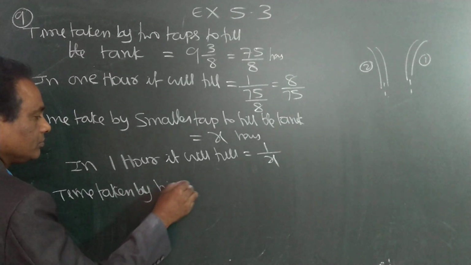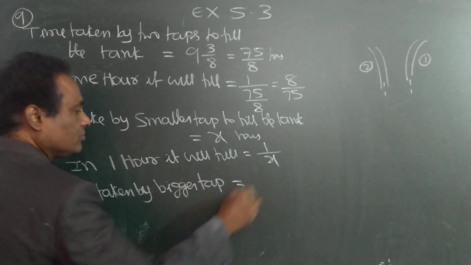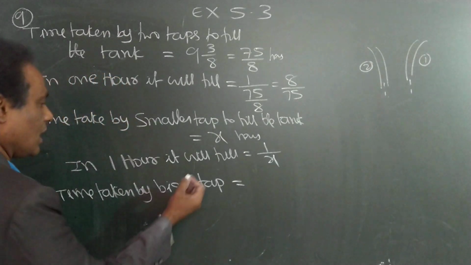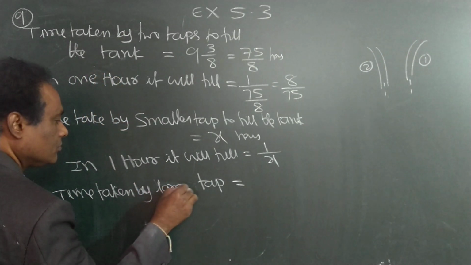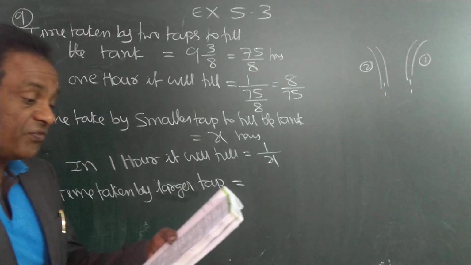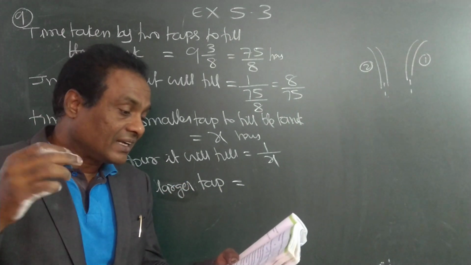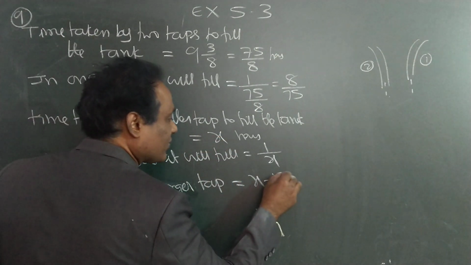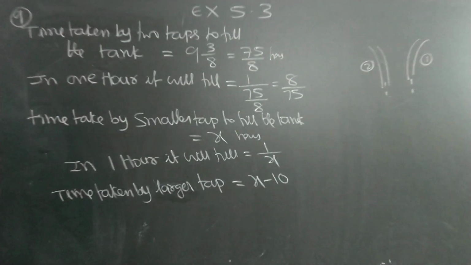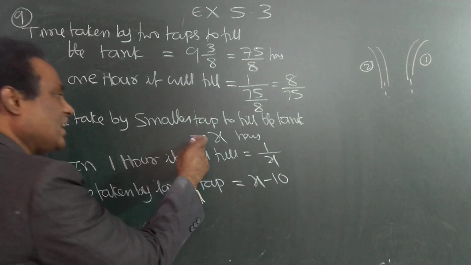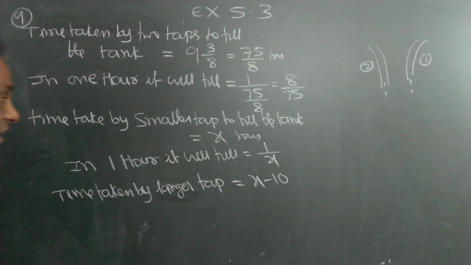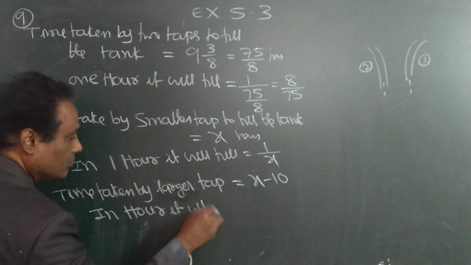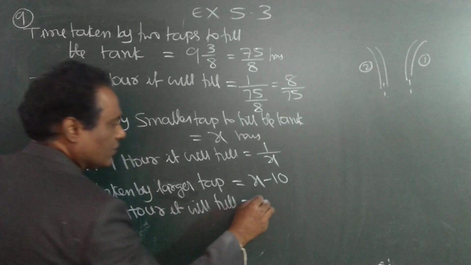Same way, the time taken by the bigger tap, the larger tap, to fill the tank. The larger tap will take 10 hours less than the smaller. If it is x, it will take x minus 10. If the smaller takes x hours, the larger will take x minus 10. In 1 hour, how much will it fill? 1 by this.